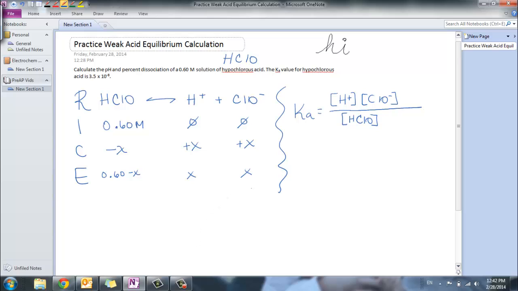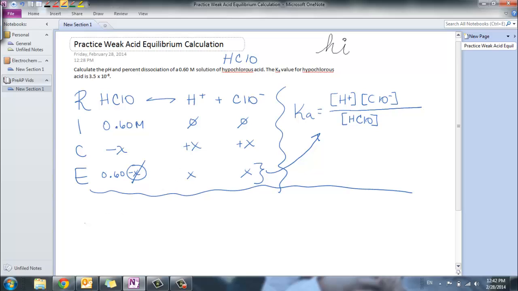Now, what we want to do is take this equilibrium line and substitute it into the Ka expression. However, if we substitute it as written, this minus X is going to make our calculations real nasty, real bad. So we want to get rid of that minus X, and we're able to because the amount that it's losing is very insignificant. You can do that for weak acid and base calculations.